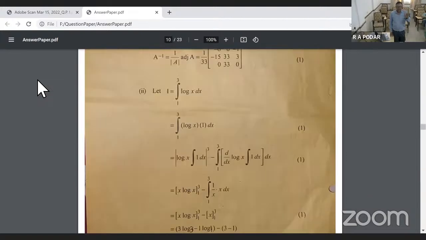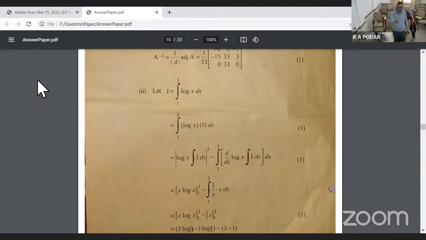See this question. You have to create 1 here for integration by parts, because only a logarithmic function is given. By integration by parts you get this, and then finally the x gets cancelled, 1 upon x and x are cancelling here. Then the lower limit and upper limit of integration for the first part they have written separately, and for the second part also they have written separately.